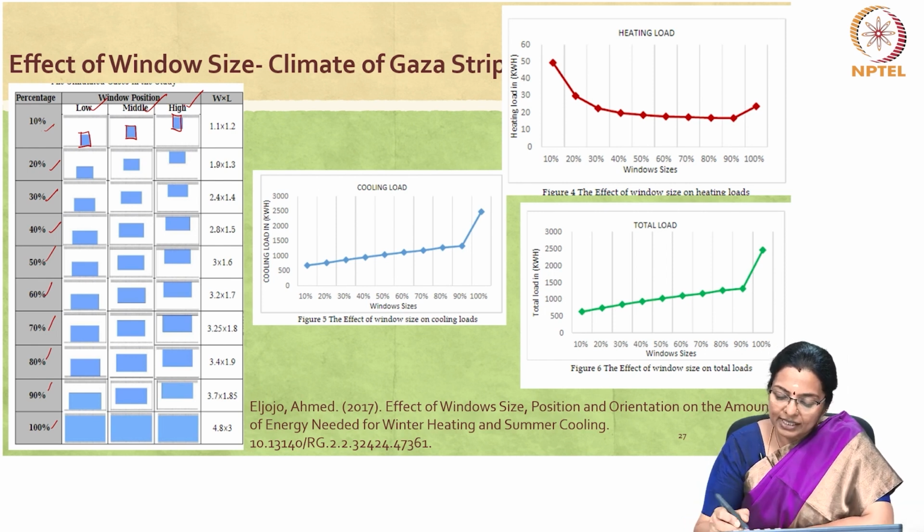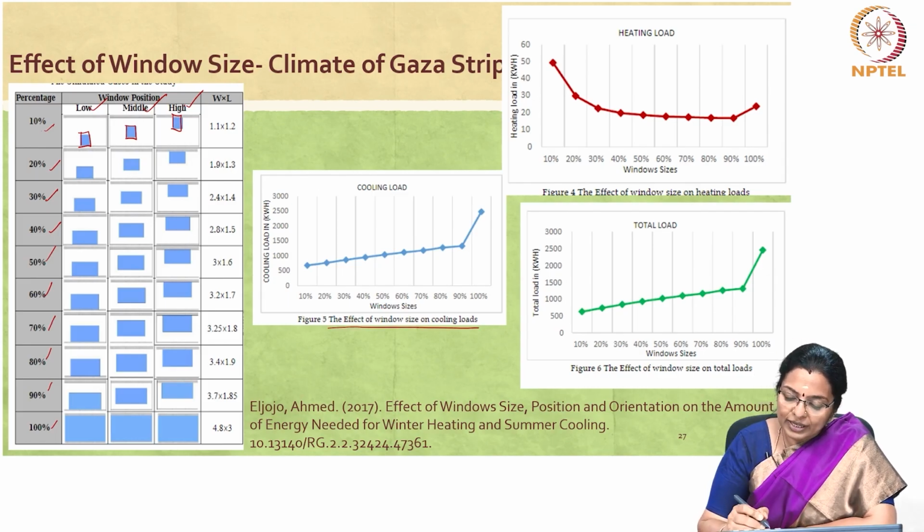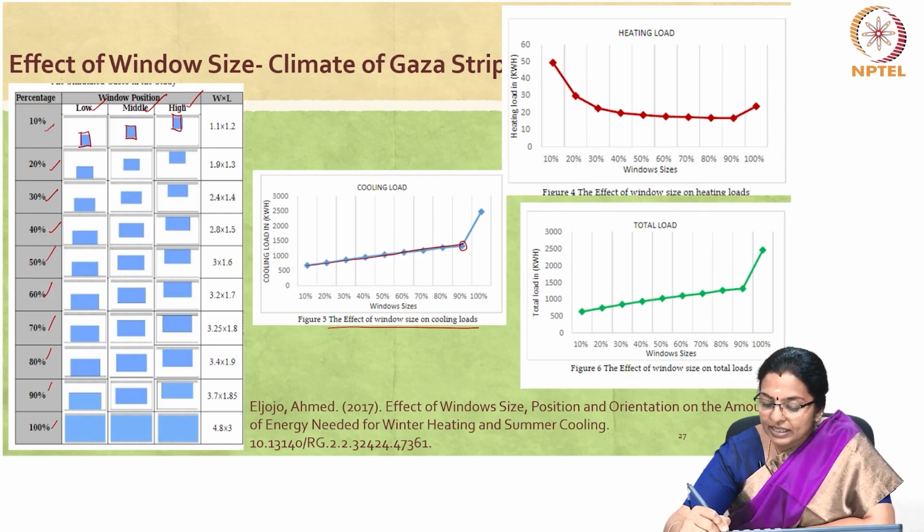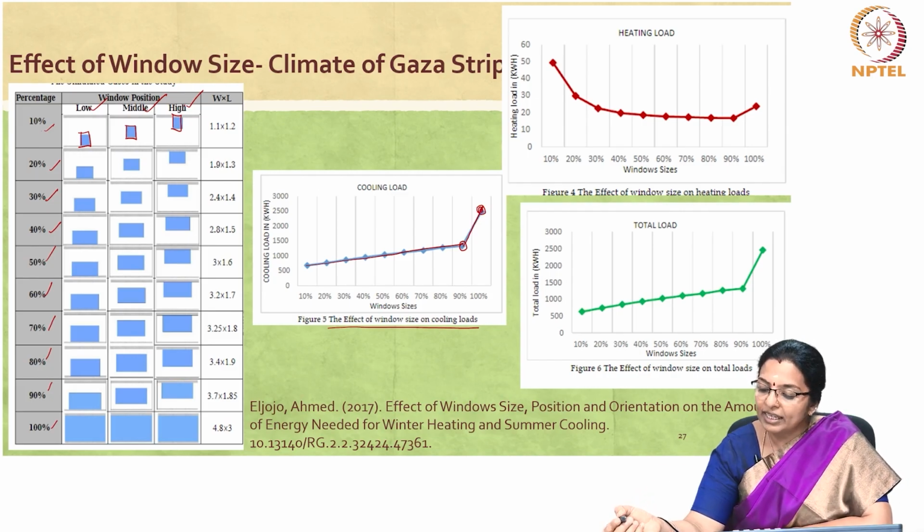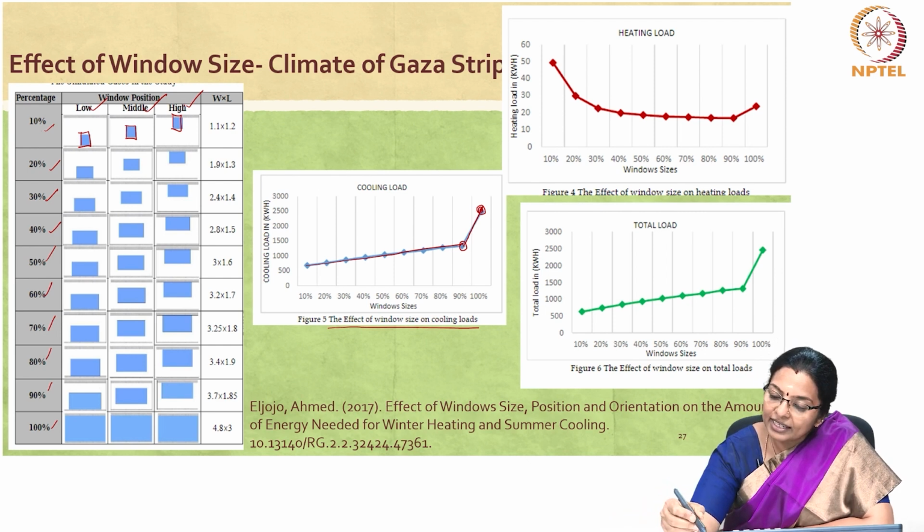Now, you can see the effect of window size on the cooling load. So, you can see that as the window size increased, the cooling load increased up to 90%, but there is an exponential rise when the window size is 100%. If we look at the heating load, again the heating load comes down exponentially as a graph. The heating load comes down for up to 90%.